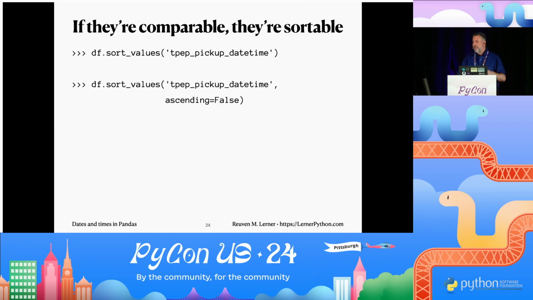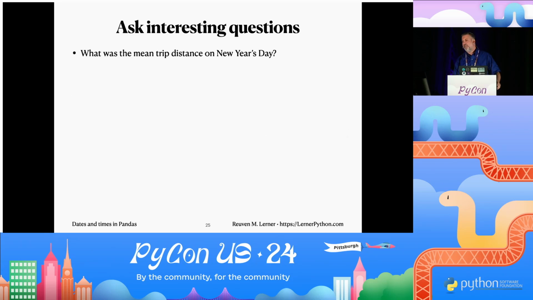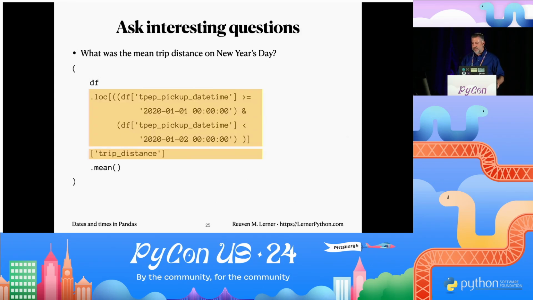I can even use these amazing convenience methods, nlargest and nsmallest. I can say I want from my data frame the 3 earliest or the 3 latest times and dates, and it will give them to me. I can ask all sorts of interesting questions, like what was the mean trip distance on New Year's Day? How far did people go? So I can say here, give me all of the rows on New Year's Day from midnight until midnight of the next day, then pull out just the trip distance column and calculate the mean. And we find out it was 3.49 miles.